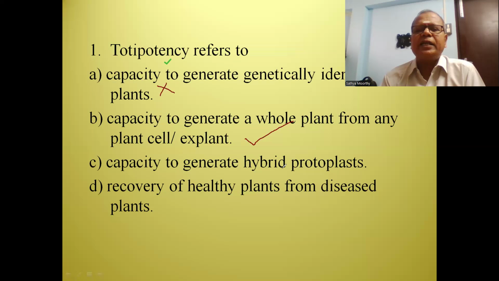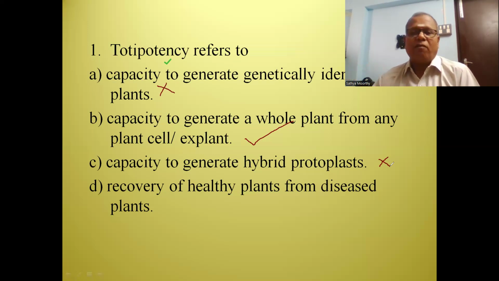Capacity to generate hybrid protoplast. This is incorrect. Protoplast is a plant cell without cell wall. Isolated protoplasts of two similar species or two different species or two different genera fused to produce a hybrid cell. The process is called protoplasmic fusion or somatic hybridization. So this is incorrect for this question.